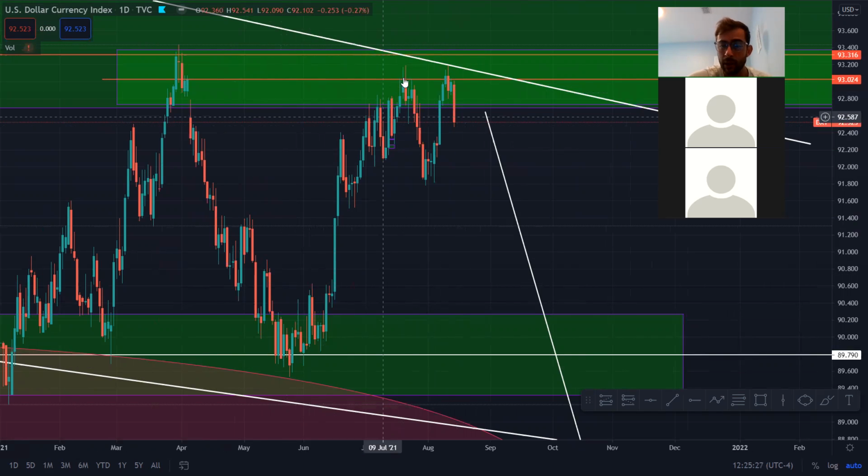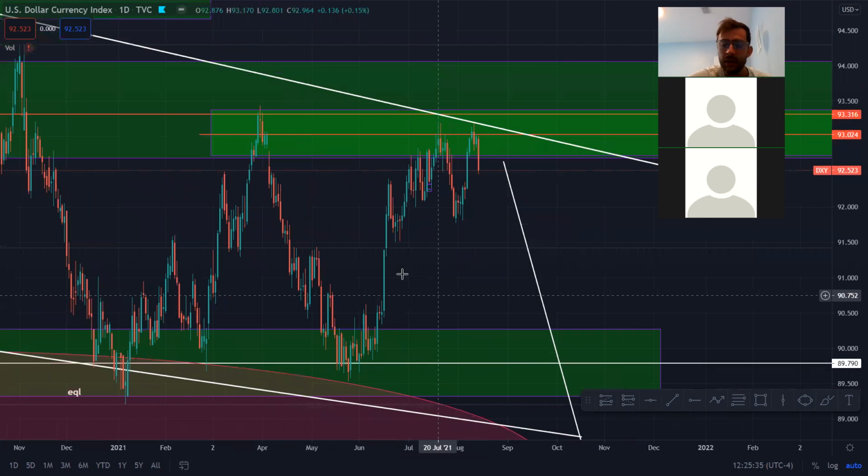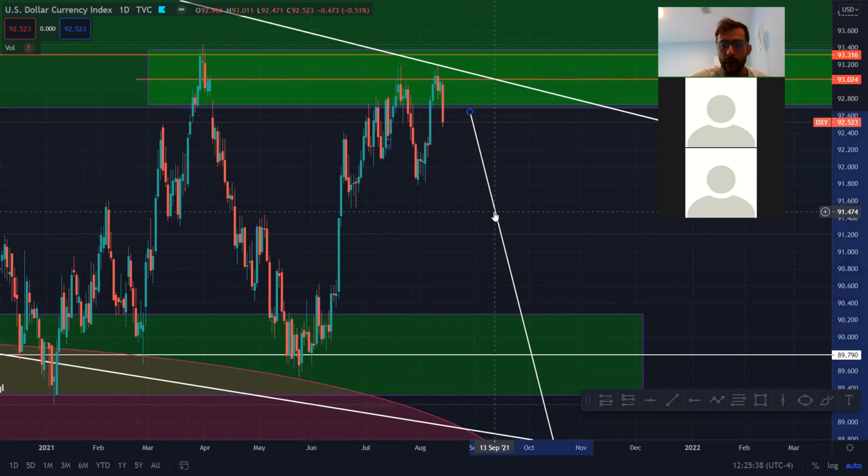But just take a look at that markup that failed to really push up. Now we're moving back down. It looks to be bullish, right? But you never know, right? You have to be careful with this.